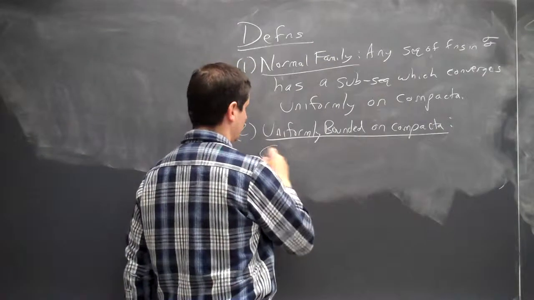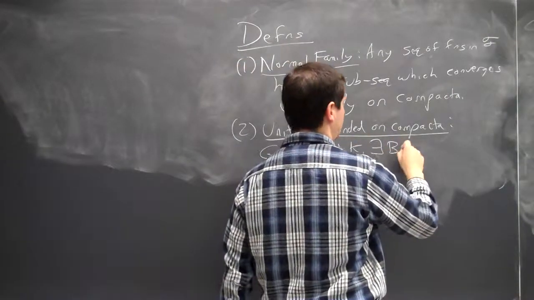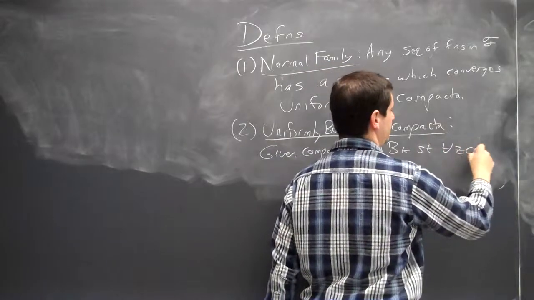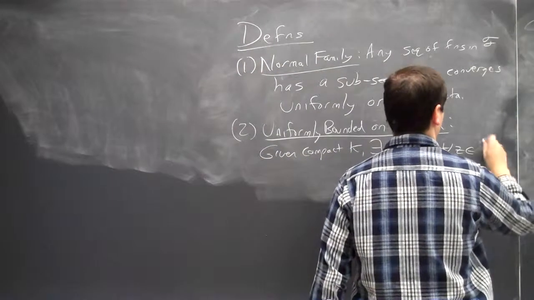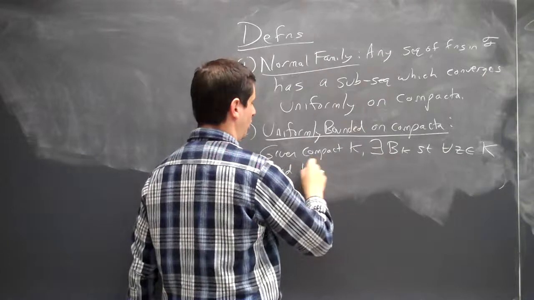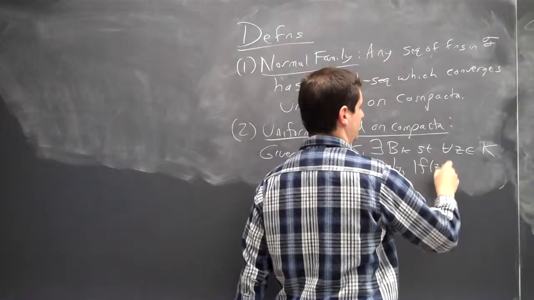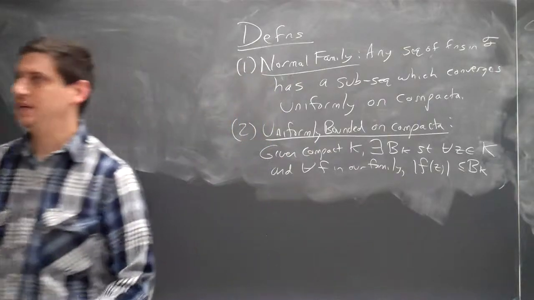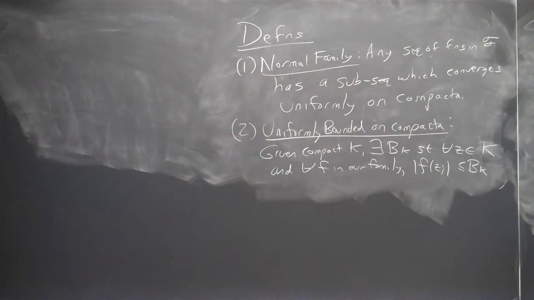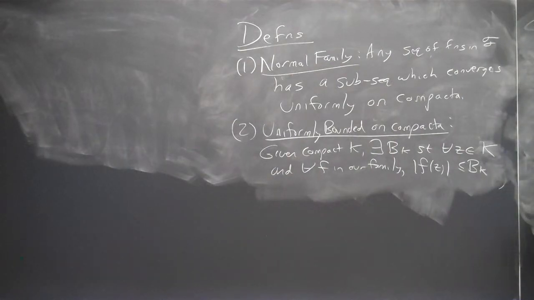So, okay, given a compact K, there exists a B sub K such that for all z in omega, in K, and for all f in our family, the absolute value of f of z is less than or equal to B sub K. And again, I just like putting in the subscript K to remind ourselves that this is coming from that compact set K. In a lot of the proofs, we're going to be switching which sets we look at. And it's very easy to accidentally be on the wrong set.